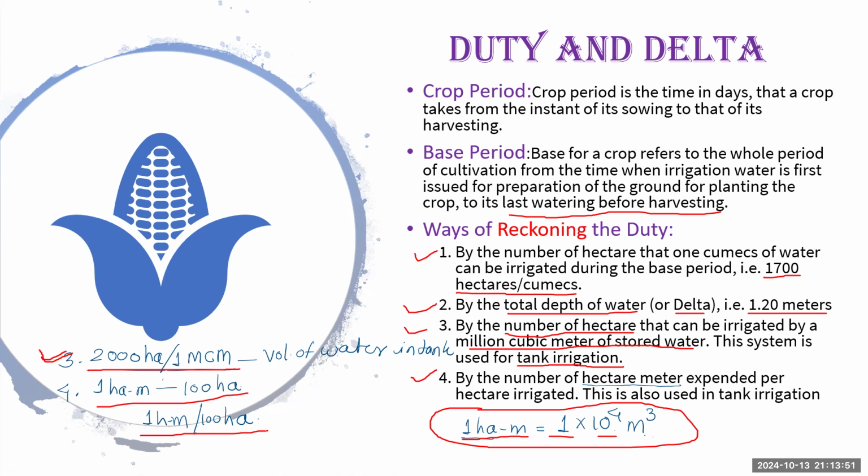Based on this, a question may be asked: what is duty and delta, and explain the ways of reckoning duty. Along with this example, you have to write these 4 ways of reckoning the duty. One more question will be asked on this: derive a relation between duty, delta, and base period. Now we are going to discuss that relation.